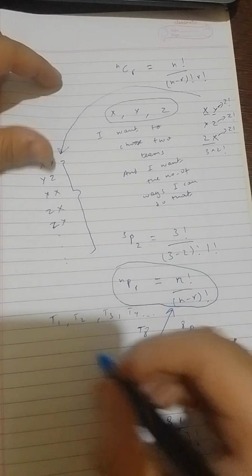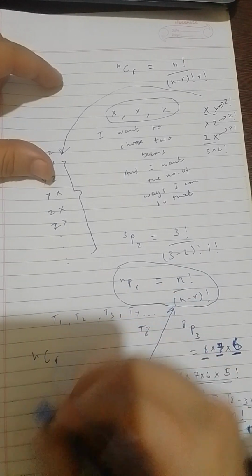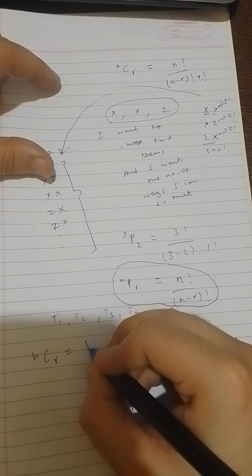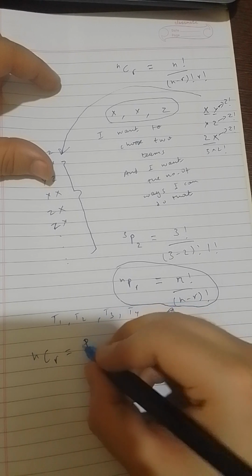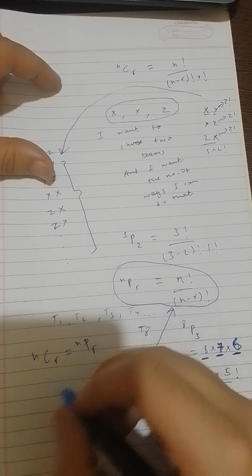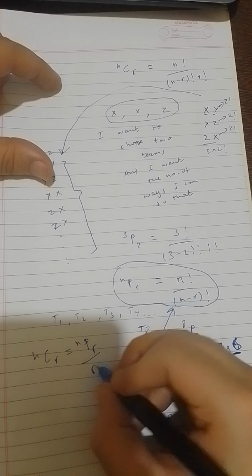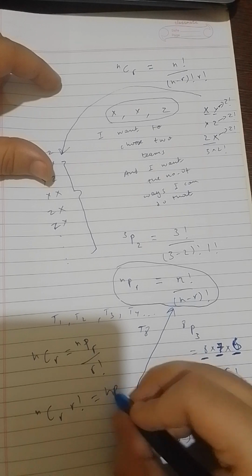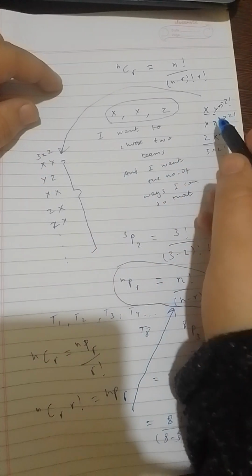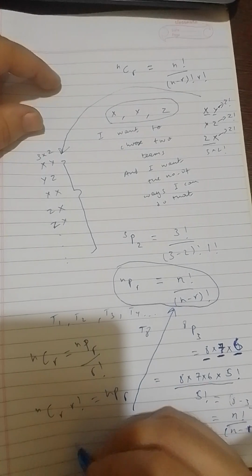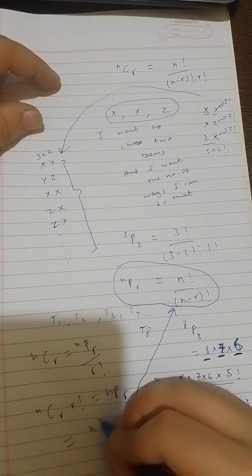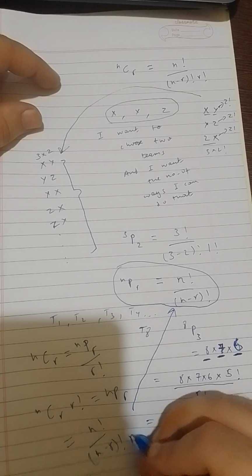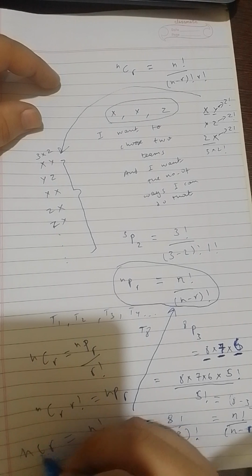So the number of combinations is equal to the number of permutations divided by r factorial, because the number of combinations times r factorial is equal to the number of permutations, and that is what we had discussed here. And we know the number of permutations is n factorial divided by n minus r factorial. So for the number of combinations, you just divide this by r factorial and you get the formula for the number of combinations.